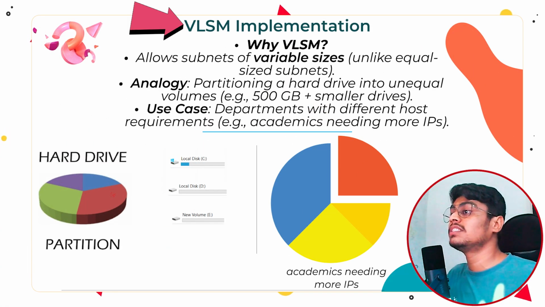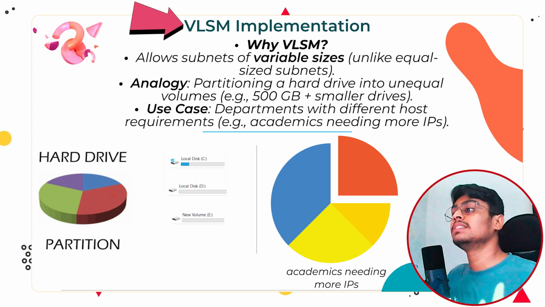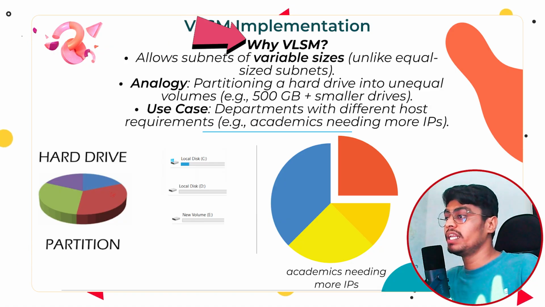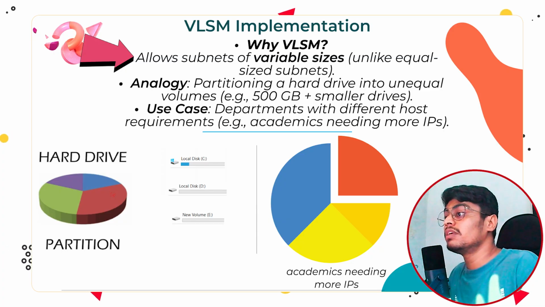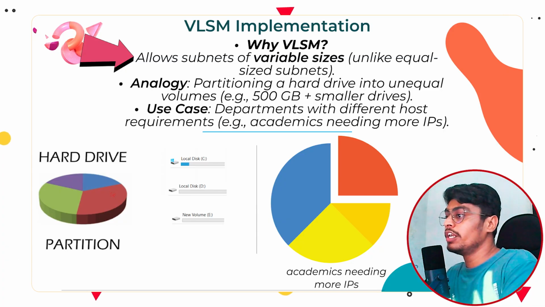Now the next topic is variable length subnet masking, VLSM. We are going to discuss VLSM, which we generally call variable length subnetting. Why do we need VLSM? The meaning of variable length subnetting is that we convert a large network into small networks, but with the flexibility to make one subnet bigger and another smaller according to our requirements.